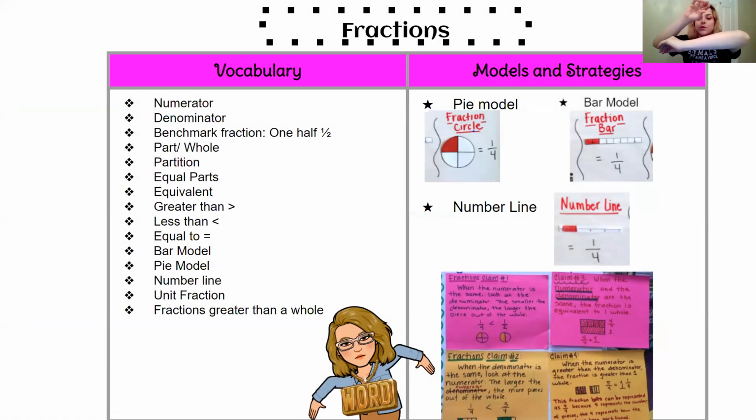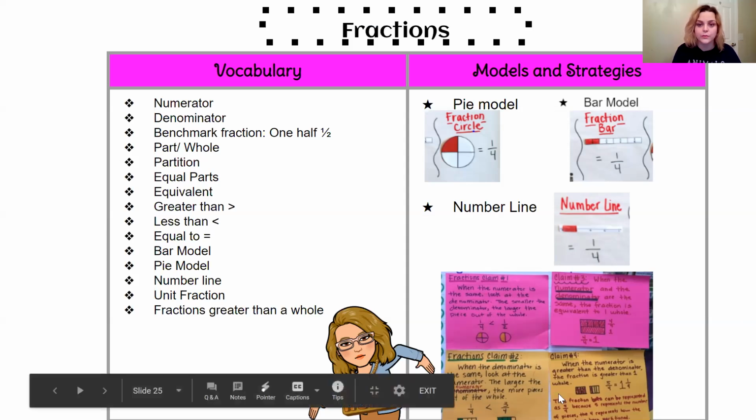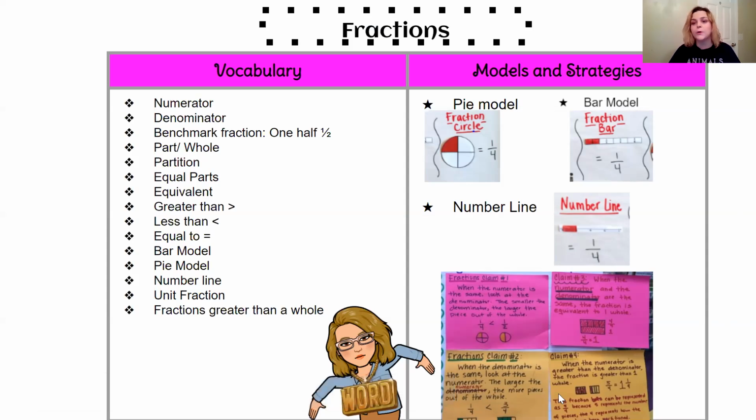So say it with me: numerator, denominator, benchmark fraction 1/2, part, whole, partition, equal parts, equivalent, greater than, less than, equal to, a bar model, a pie model, number line, unit fraction, and fractions greater than a whole. And we have our different models and strategies that we've talked about and utilized in class, like the pie model, the bar model, the number line, and our fraction claims.